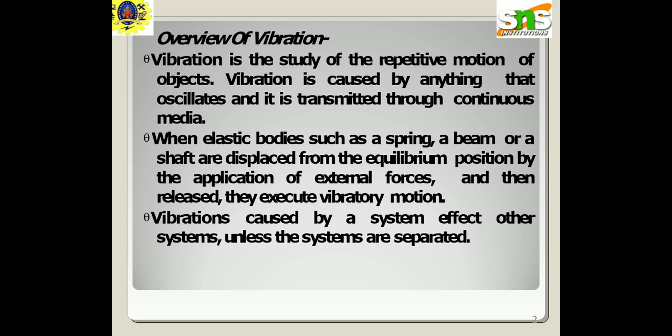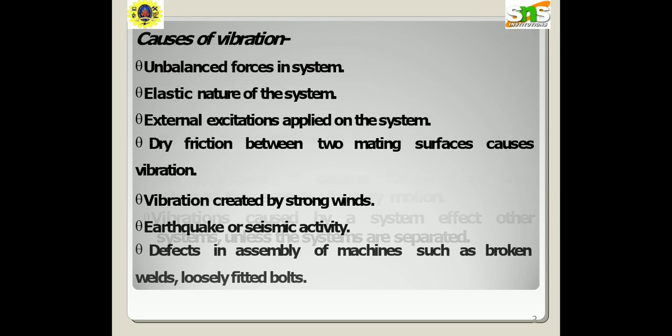In the overview lesson, vibration is the study of the repetitive motion of objects. Vibration is caused by anything that oscillates and it is transmitted through continuous media. When elastic bodies such as a spring, a beam, or a shaft are displaced from the equilibrium position by the application of external forces and then released, they execute vibratory motion, and the vibrations caused by a system affect other systems unless the systems are separated.